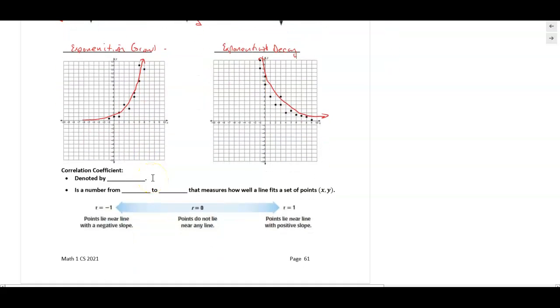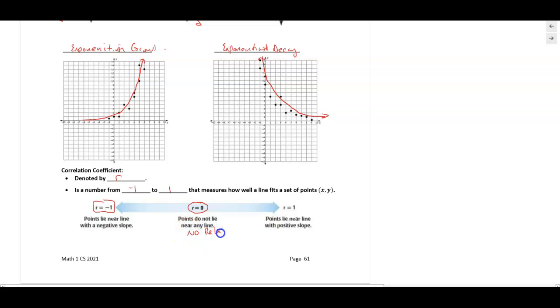Now, a correlation coefficient is denoted by some R value. And it is a number from -1 to 1 that measures how well a line fits a set of points. Okay, so the closer the line is to all of the points, the better the correlation coefficient. If your correlation coefficient is close to -1, that means it's a very strong linear relationship and that line has a negative slope. If it's close to 0, there is no relationship here.